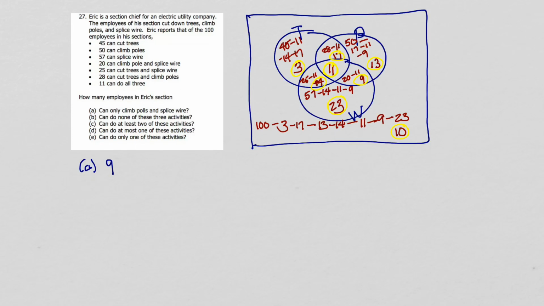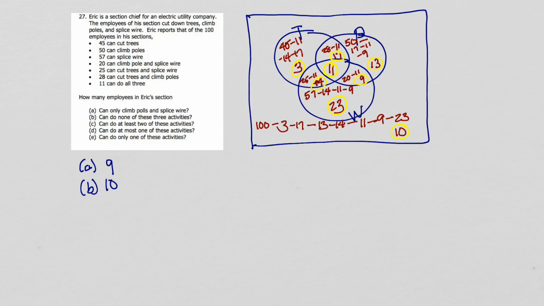Now let's go to B here. In B, what we're looking for is can do none of these. Well, none of these, that's out here, right? That's none. You can't be anywhere inside here. That's outside the union of all of these, and that's going to be our 10.